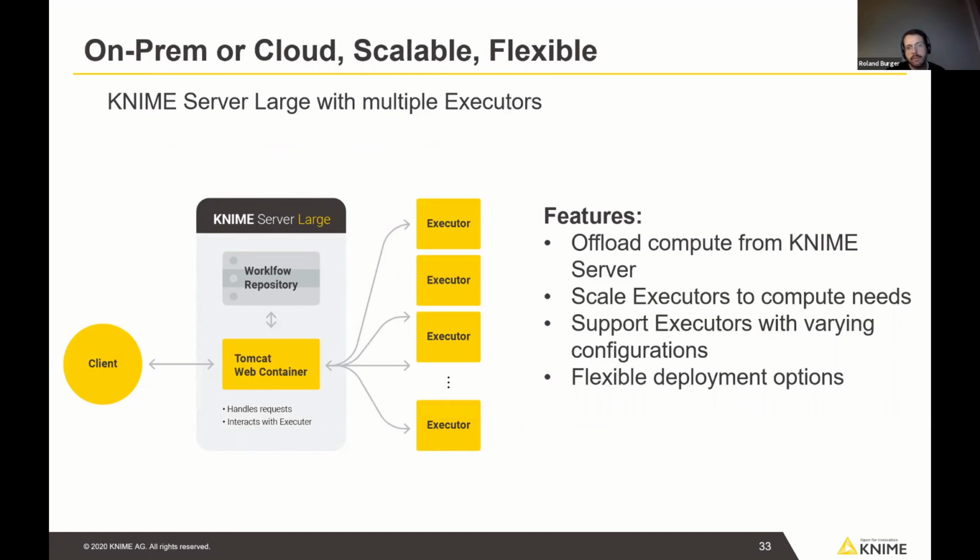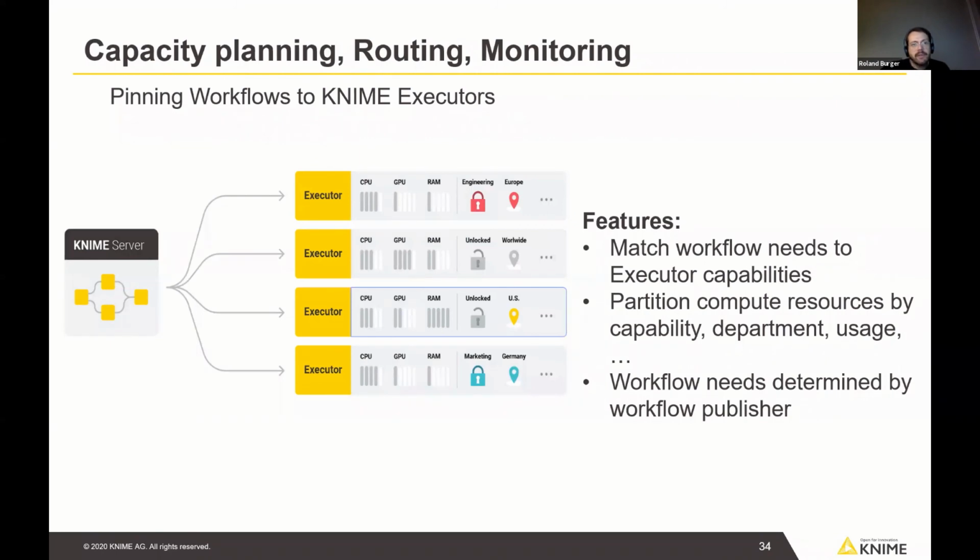We also support executors with different configuration options for maximum flexibility, which you see here, for example, in terms of how we can plan our computational capacities, and how we can have better routing and better monitoring of the workflows. One thing we can do here is workflow pinning. We define, first of all, on the executor side, which resources a particular executor has. Then on the workflow side, we make sure that a workflow is tagged in a certain way so that it will get sent to the correct executor.